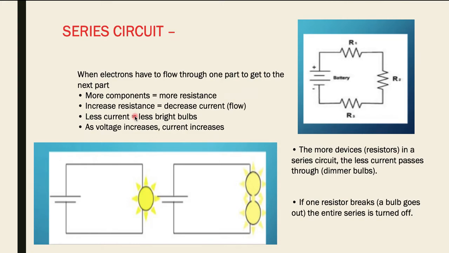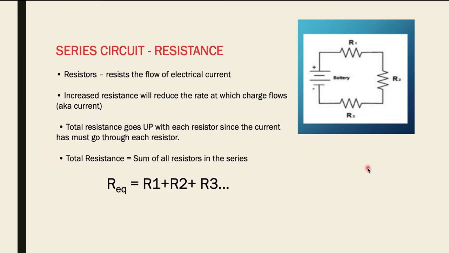Less current, which is nothing but less bright bulbs. As voltage increases, current increases. The more devices or resistors in a series circuit, the less current passes through, giving dimmer bulbs. Having more resistors in a series circuit means fewer circuit paths, so the bulb will go dimmer. If one resistor breaks, the entire series will turn off, which is nothing but the bulb will not glow.